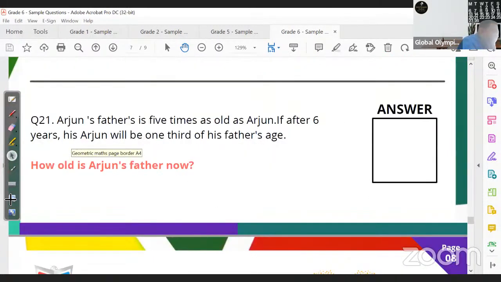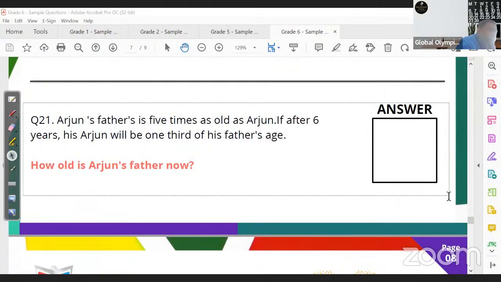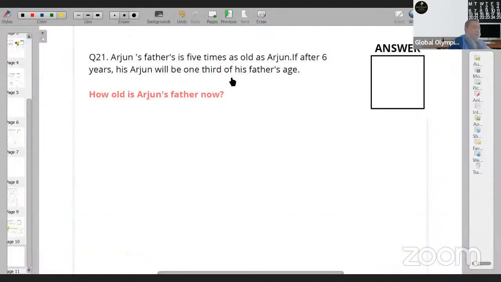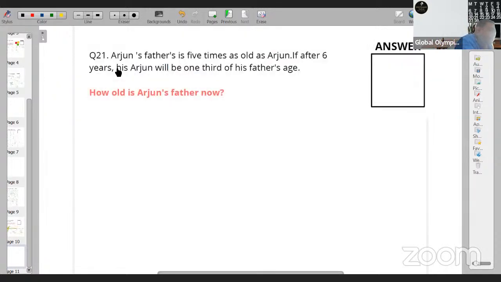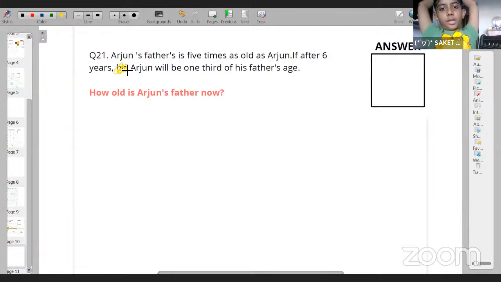So we will start from here. Arjun's father is 5 times as old as Arjun. If after 6 years his... sorry, I have written that by mistake here. So let me just cut this out. Arjun will be one third. If after 6 years Arjun will be one third of his father's age, how old is Arjun's father now?